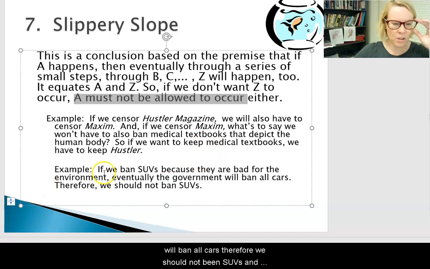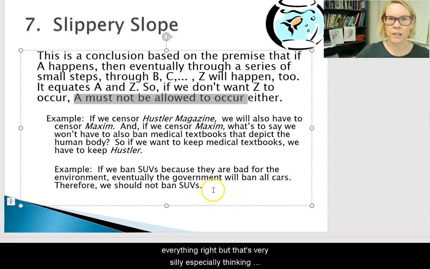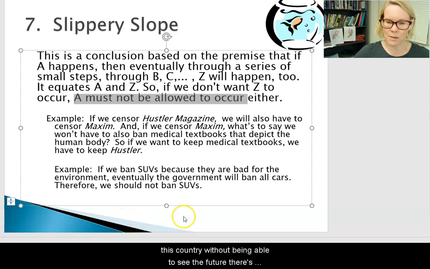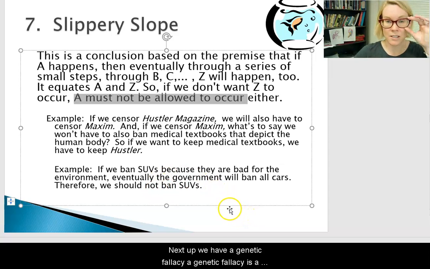Here's another example. If we ban SUVs because they are bad for the environment, eventually the government will ban all cars. Therefore, we should not ban SUVs. And the idea is, well, if we ban SUVs, the government will have no control, and we'll just ban everything, right? But that's very silly, especially thinking about the legal system and what it takes to pass laws in this country. Without being able to see the future, there's no way you can logically make such an argument.